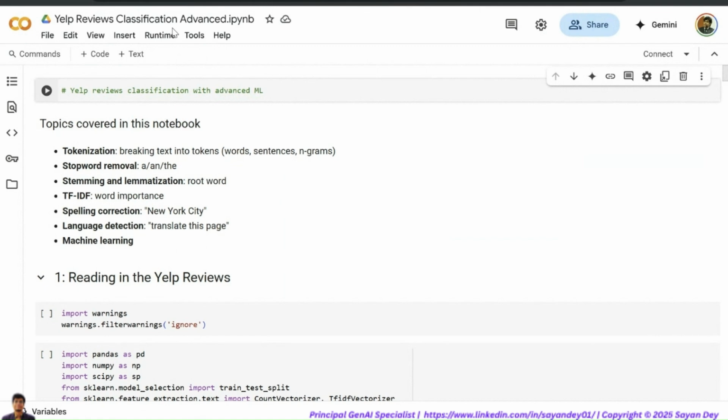So Yelp is a website where people can book different types of home services. You can book a plumber, you can book a carpenter. So you can go to a restaurant, you can book a plumber, you can book a carpenter, and after you complete the service, you can give a review, you can give a rating.